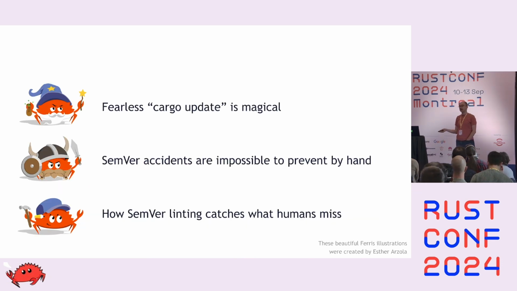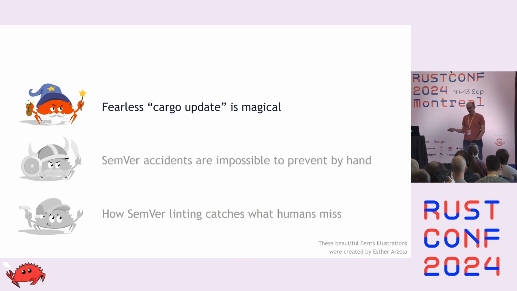This talk has 3 sections. In the first part, I want to convince you that Fearless Cargo Update is a magical experience that we should all wish to exist in our lives. Then second, I want to show you why we are failing at this despite everyone's best efforts, why it's impossible to prevent SemVer accidents by hand. And finally, I want to tell you how cargo-semver-checks can fix what we humans by ourselves can't do, how automated linting can prevent SemVer accidents.